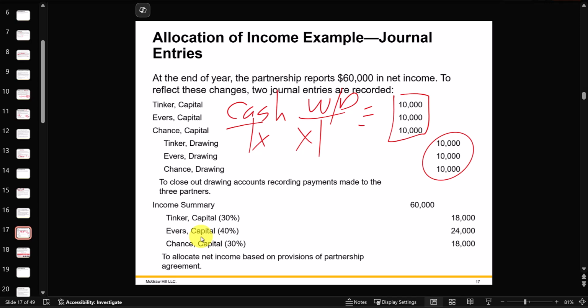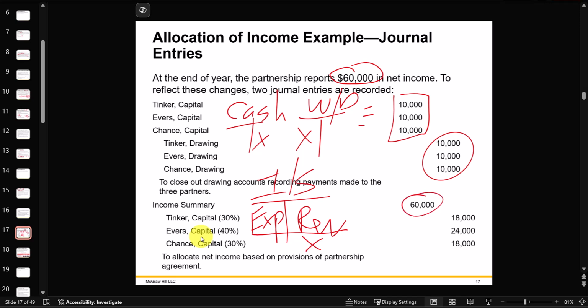drawing amounts. Then we allocate the 60,000 net income. So if you remember, revenue and expenses were closed out into the income summary account, crediting the income summary for revenue and debiting all the total expenses in the income summary, leaving a balance here that now we're closing out with a debit and allocating it by these percentages that they agreed upon earlier, increasing the capital accounts. So again, decreasing for the drawings and increasing for each partner's share of their profit or loss share and percentage of the partnership.